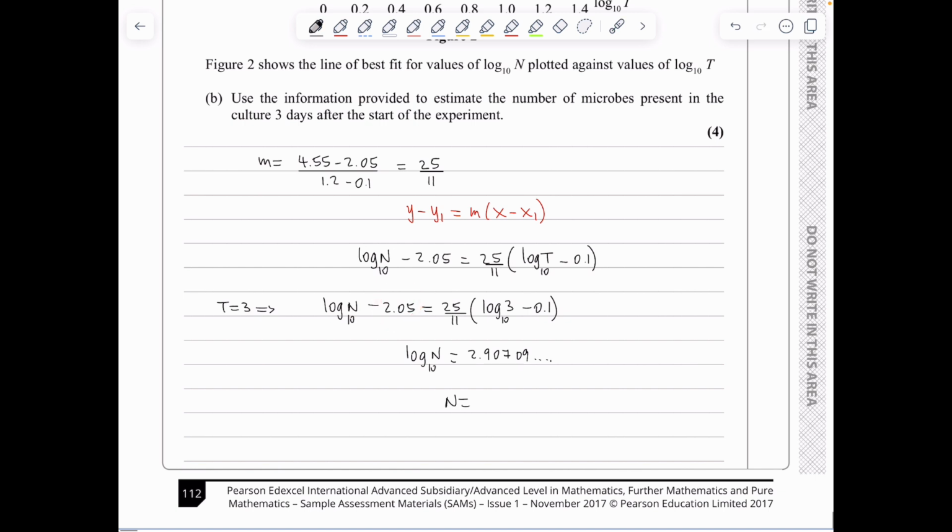This gives N to be 10 to the power of 2.90709... If you plug this on the calculator, you get that N is 807 microbes. The examiner here is accepting anything which rounds to 800 because you might have picked different points on the line and you might get a somewhat different answer to the 2.90709 I got here. Anything rounding to 800 will be acceptable by the examiner.